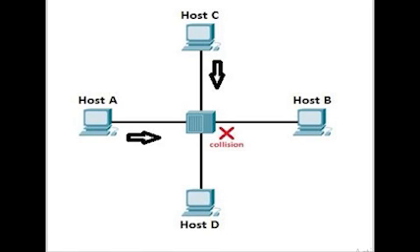In this diagram, we have four hosts A, B, C, and D. Hosts A and B are connected to the hub. Both are transmitting at the same time, so the collision will occur in the hub.